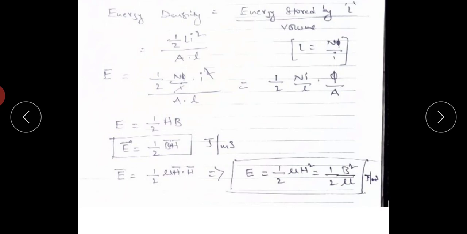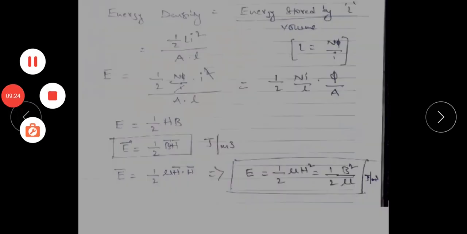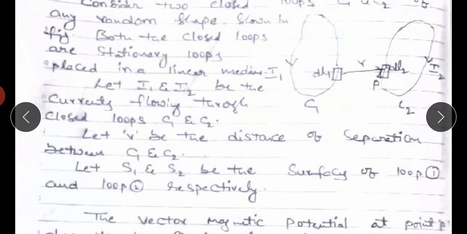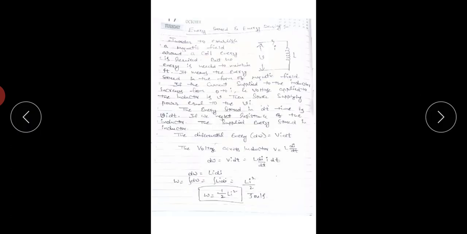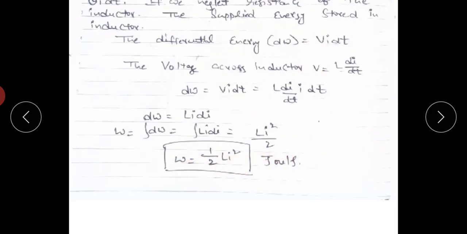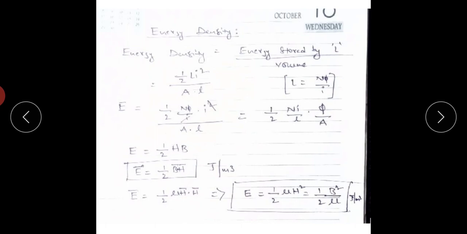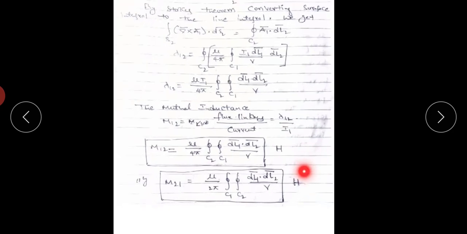So E equals 1 by 2 B bar dot H bar, or E equals 1 by 2 mu into H square, or E equals 1 by 2 B square by mu. These are the different formulas for energy density. Finally, by using Neumann's formula, we can find the mutual inductance between two closed loops which are random in shape. Next, the energy stored by the inductor is 1 by 2 Li square, and the energy density in a magnetic field equals 1 by 2 B bar dot H bar, or 1 by 2 mu into H square, or 1 by 2 B square by mu. Energy density units are joules per meter cube. Energy units are joules, and mutual inductance units are henries.